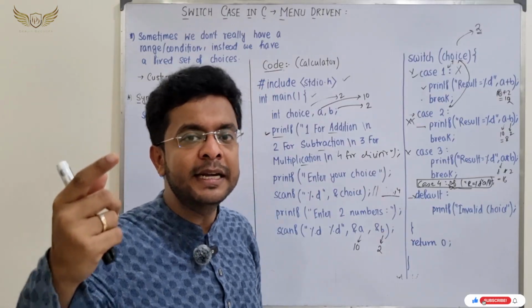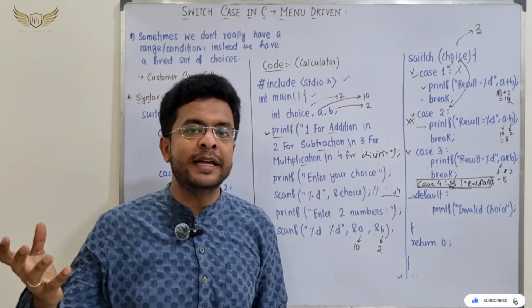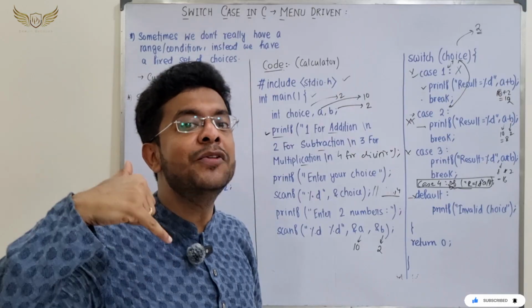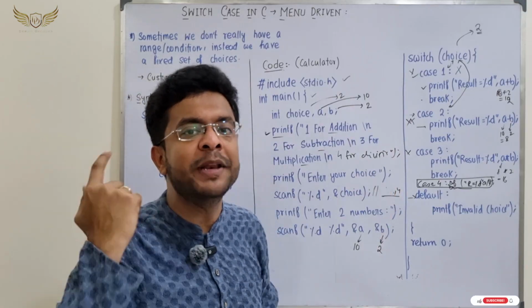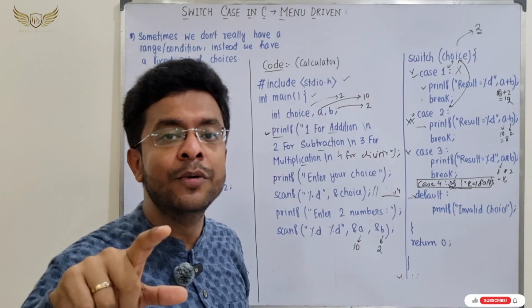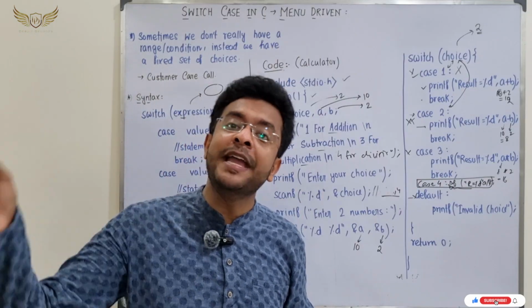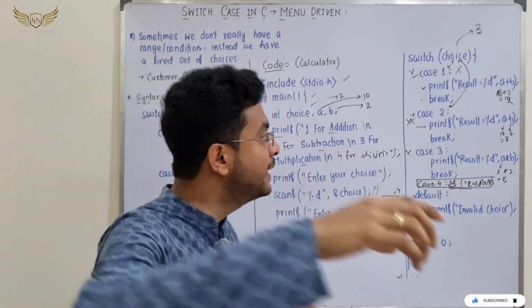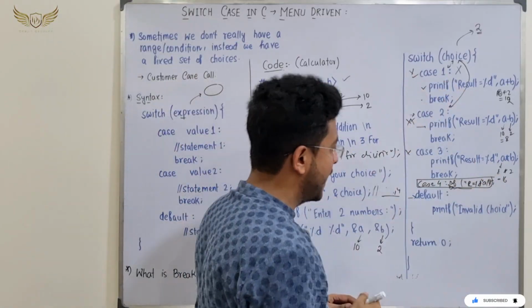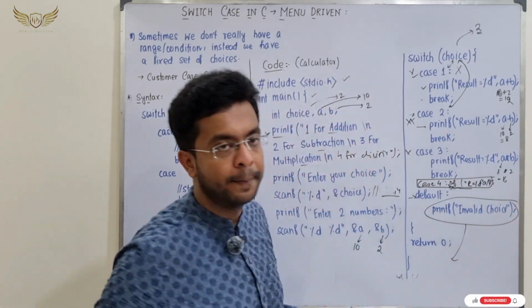Now, there is one more twist. In customer care, if you give an invalid choice, suppose they are asking for 1 to 6 and you have given 8, they will ask you to please re-enter a correct choice, and then again say 1 for English, 2 for... So they will be going back. But here there is no going back. Whenever you come to the default case, it says invalid choice and comes out.